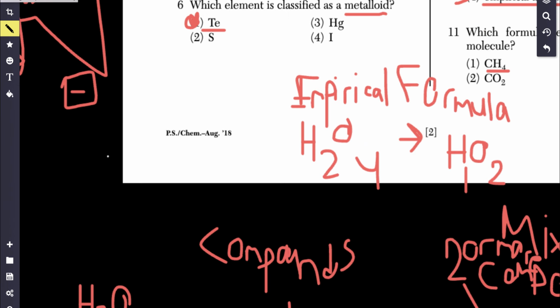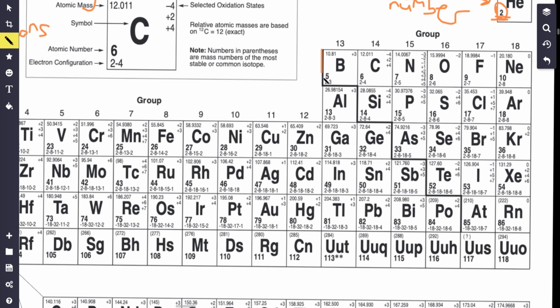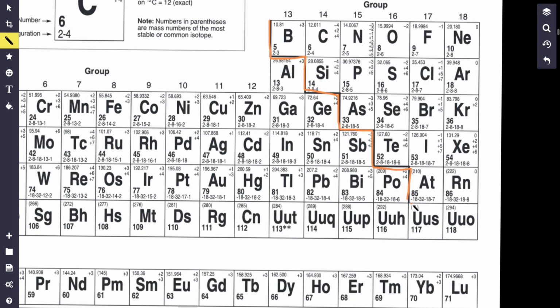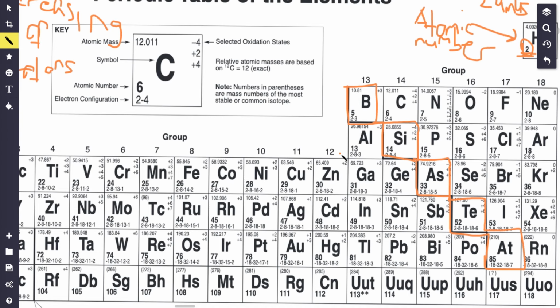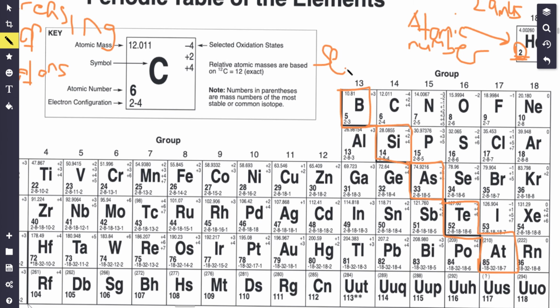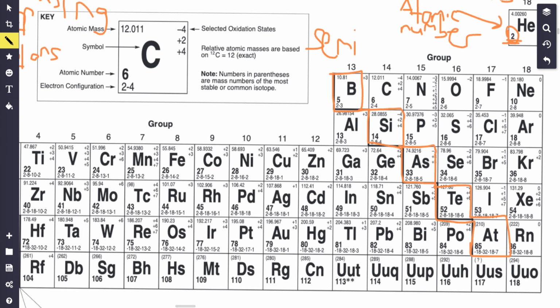Which element is classified as a metalloid? If you go to the periodic table, notice how there's a little ladder or stair, whatever. If you draw stairs back up, all of these elements right over here are semi-metals or metalloids. They're basically half metal. So they have some properties of a metal and some properties of non-metals.